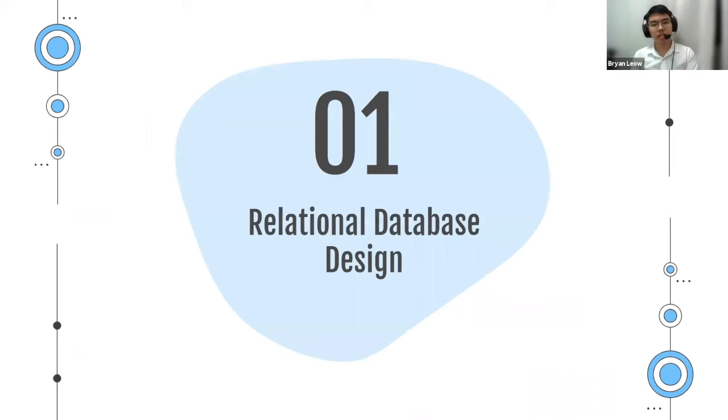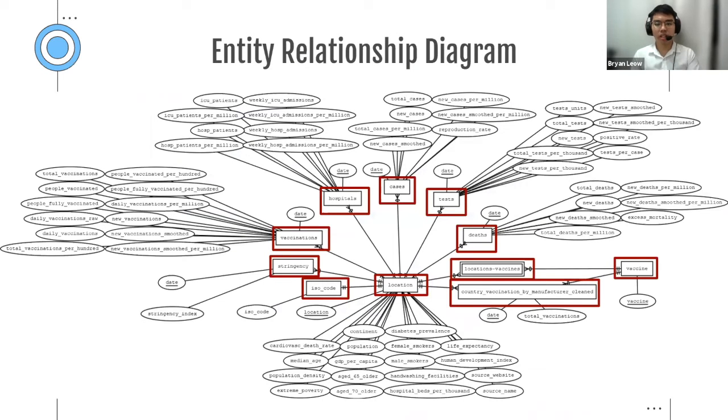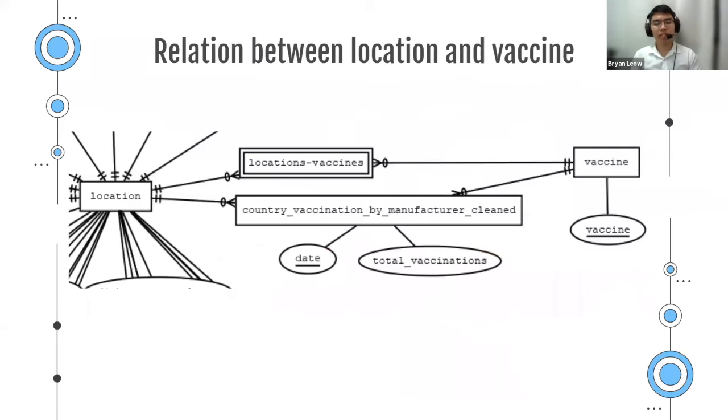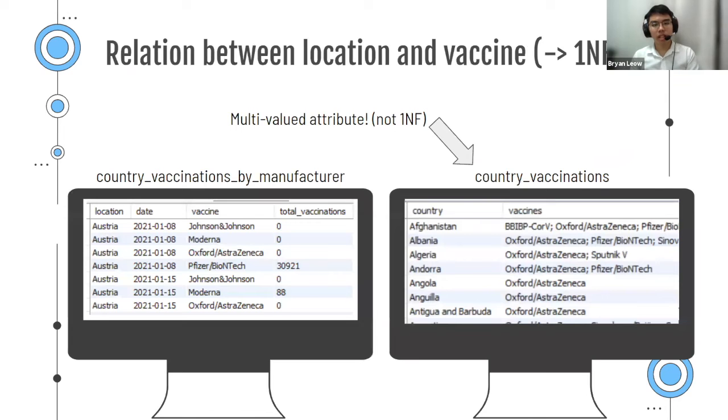Firstly, let's take a look at our entity relationship diagram for relational databases. Our ERD is pictured as such and consists of 11 entities, highlighted as such. Let's first take a look at the relation between location and vaccine. In the original dataset, it is mapped in country vaccinations by manufacturer as shown on the left, and as a multi-value attribute in country vaccinations.